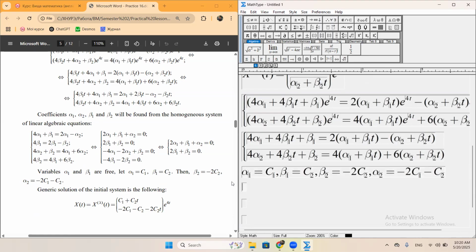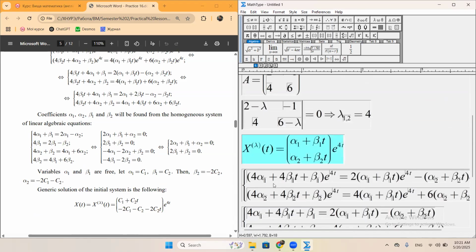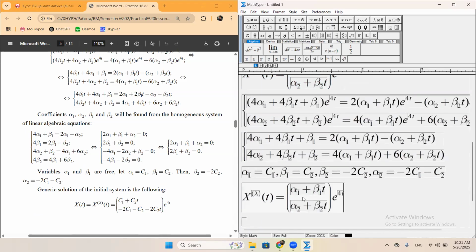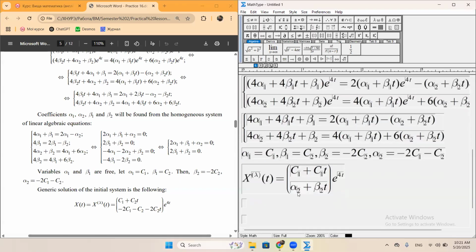So x of t equals the following solution. Okay, let me copy and paste this expression. So here will be c1 plus c1t. Then here c2, here will be minus 2c2. And here the following expression.